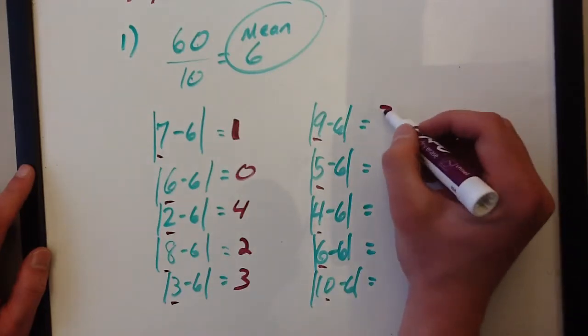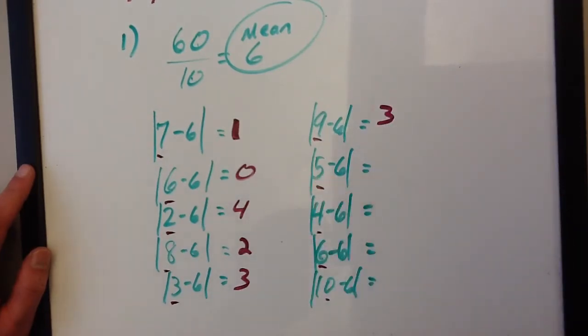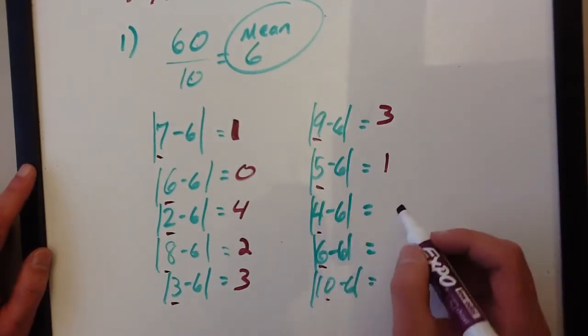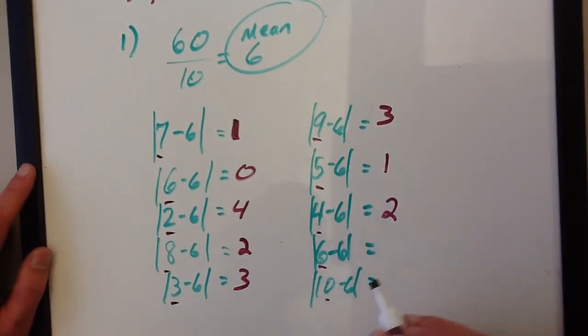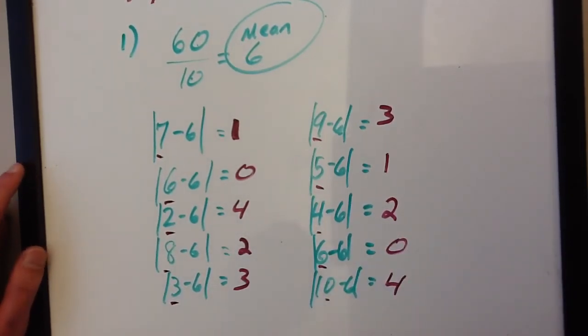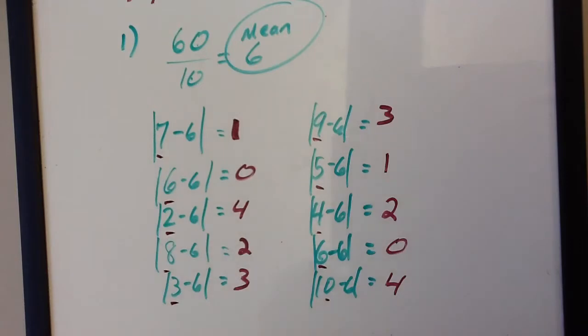9 minus 6 is 3. 5 minus 6 is negative 1. Negative 1, the absolute value of that is 1. 4 minus 6, the absolute value of that is 2. 6 minus 6 is 0. 10 minus 6 is 4. So these are all my absolute values, the numbers in purple right there.